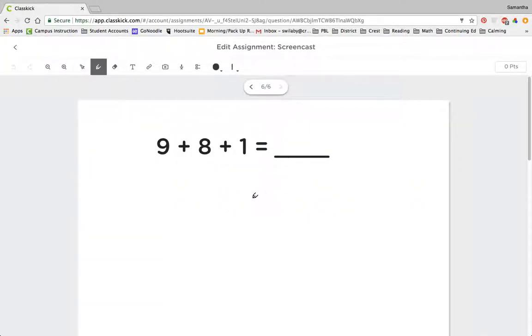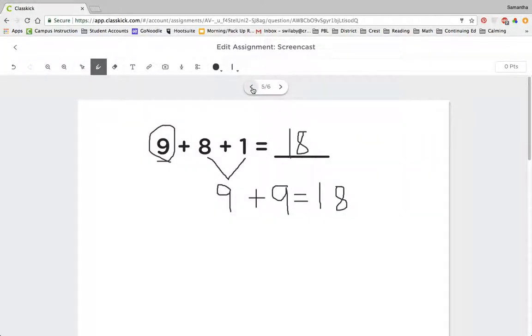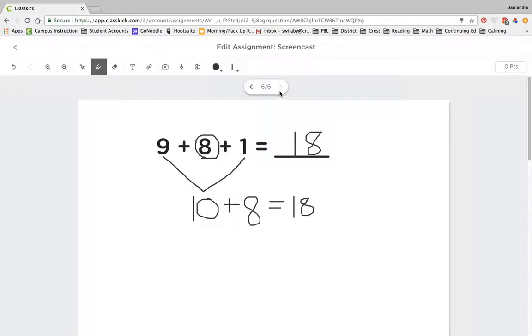You may have also done it by finding a way to make 10. I know that 9 and 1 makes 10. I still have the 8 left. So I know that 10 plus 8 is 18. So 9 plus 8 plus 1 is also 18. Both ways we got the sum of 18 by adding different numbers first. You could add either way, whichever one works best for you.